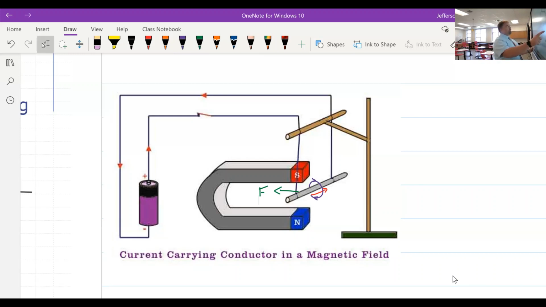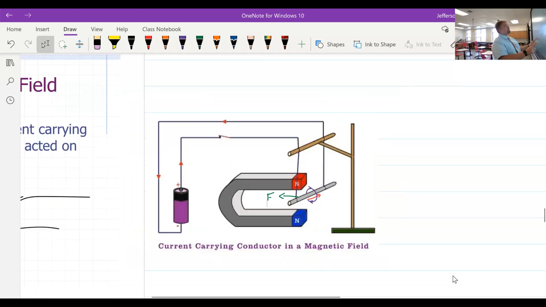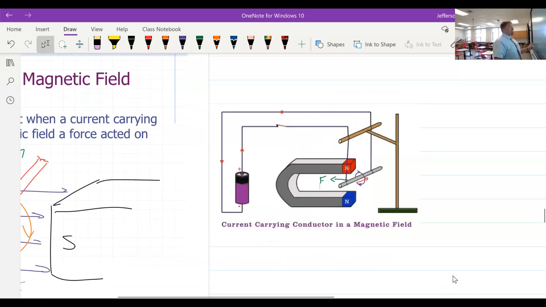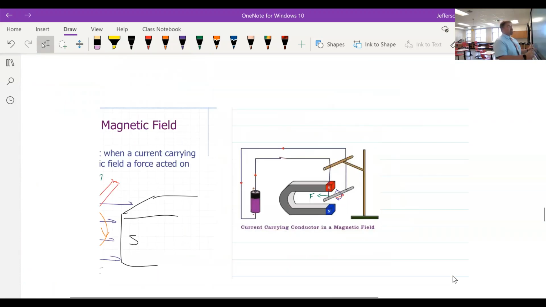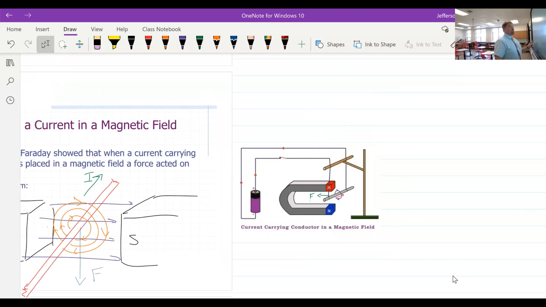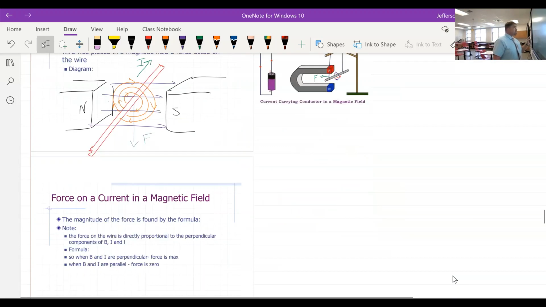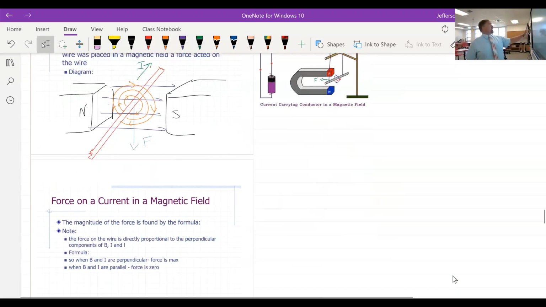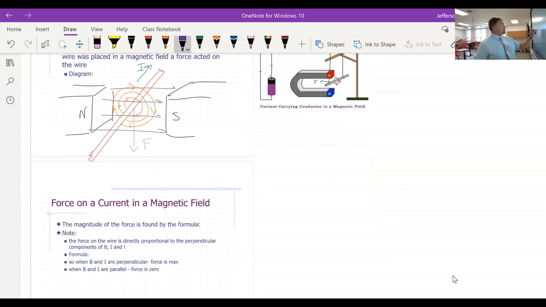But this is a combination of the external magnetic field and then the magnetic field that's created by our current carrying wire. And that causes a force to be there. Now, the size of that force can be found by taking the equation.